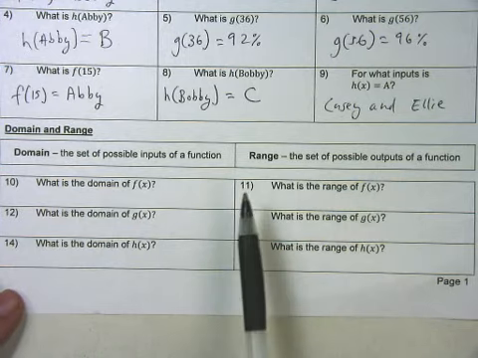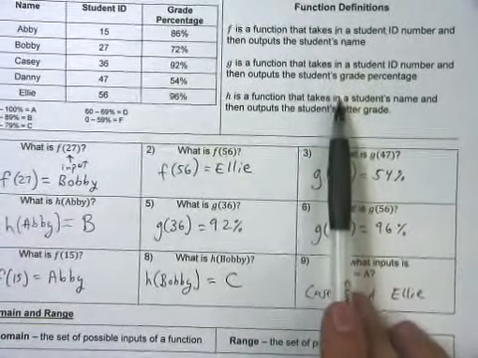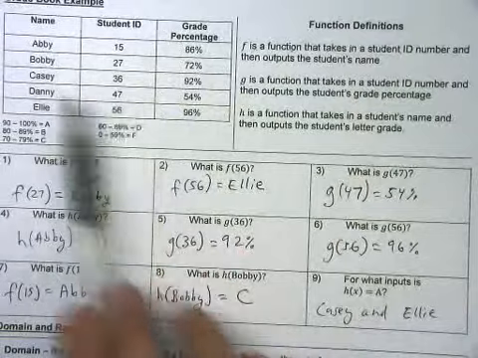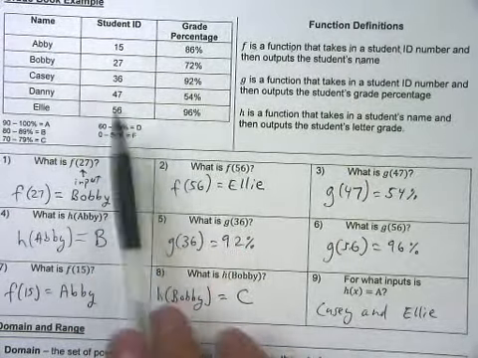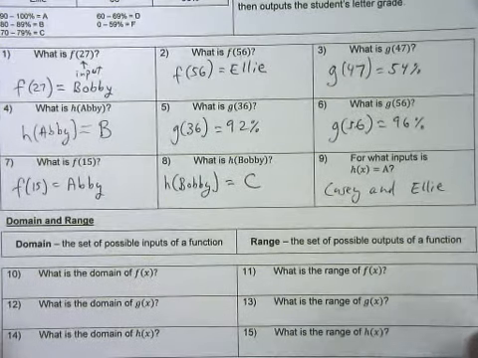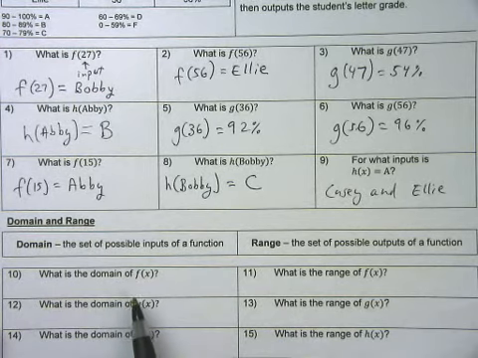For this example, again, we're using this definition of f, g, and h, these functions, and we're going to be restricted to the data in this table. So based on this table, what are the possible inputs? What are the possible outputs? I'm going to do some, and then you're going to do some on your own. All right, 10. What is the domain of the function f of x?